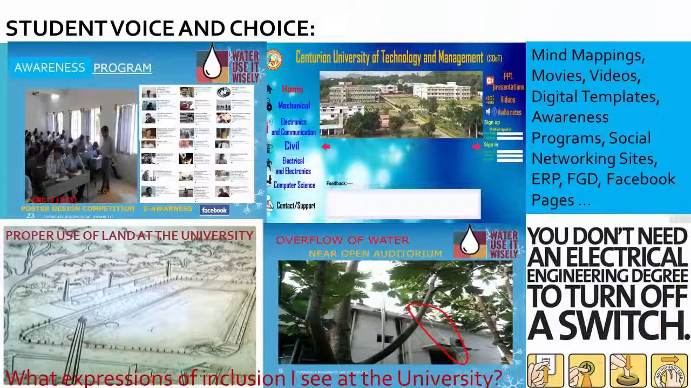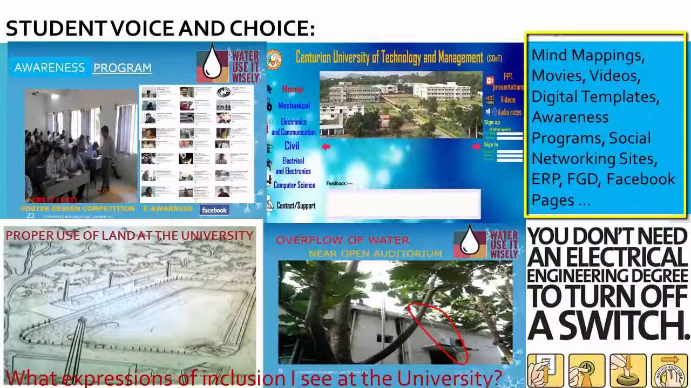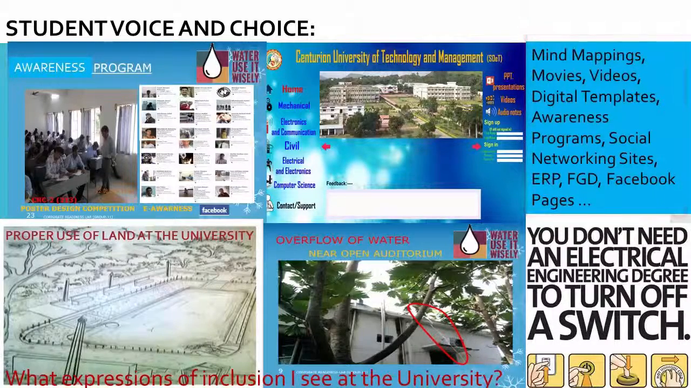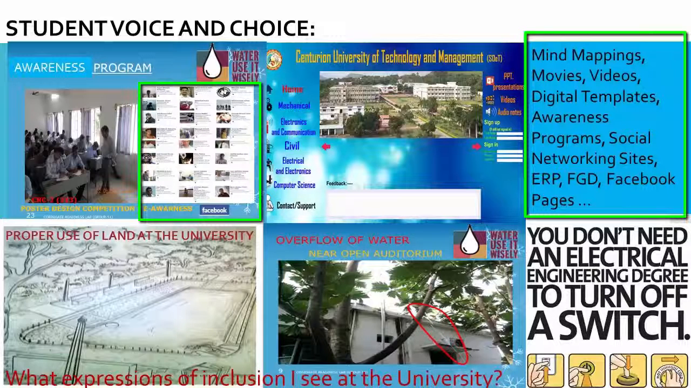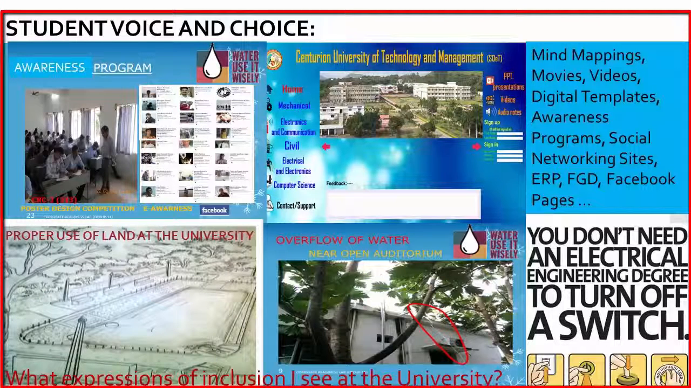Now look at the student voice and choice. They adopt a variety of expressive outlets to demonstrate their learning, which I have already discussed. So they come up with various types of presentations like mind mappings, movies, video presentations. They use tablets to collect the data. They prepare a lot of questions and they gather data. They use social networking sites. They use the ERP module to take the opinion poll of the feedback from the faculty. They go for focused group discussions, design Facebook pages, and the pages of the department. So these are the expressions of inclusion that I see at the university.